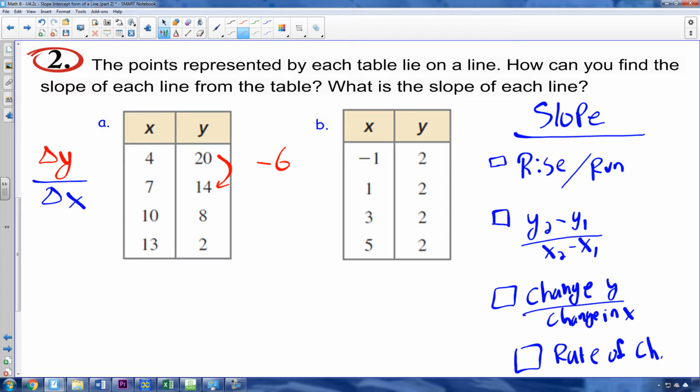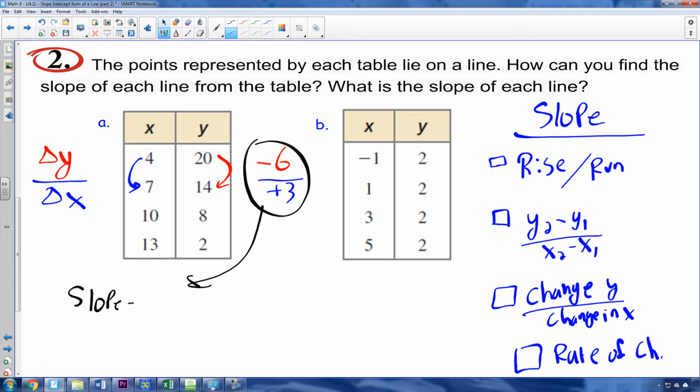How about the change in x? Go the same direction. What was the change in x? Anybody else? Change in x? +3. So we know the change in y over change in x is -6 divided by positive 3. What is negative 6 divided by positive 3? That's a slope of what? Is equal to negative 2. Okay? Right? Because it's a negative divided by positive.